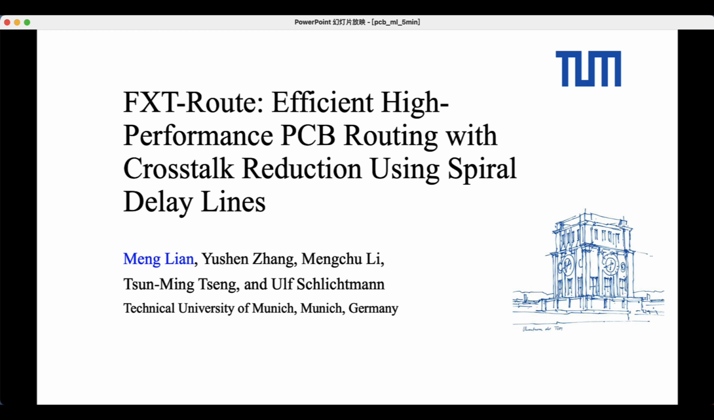Our topic today is FXT router, efficient high-performance PCB routing with crosstalk reduction using spiral delay lines. In the following, I will introduce our routing method, which adopts spiral delay lines to address the delay matching issue, while effectively reducing crosstalk noise and achieving high-density transmission lines.